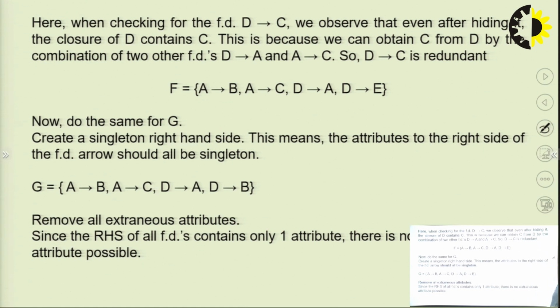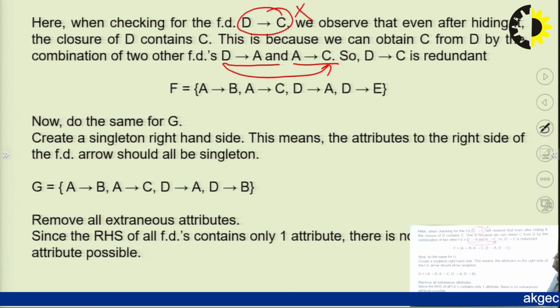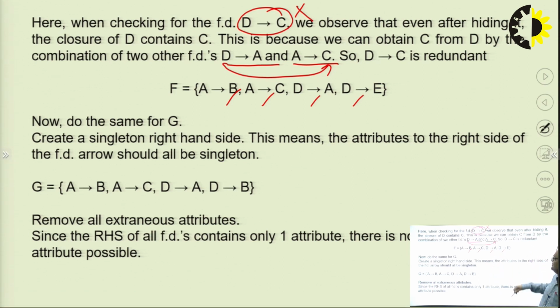So, while checking the functional dependency D to C, we observe that even after hiding it, the closure of D contains C. This is because we can obtain C from D by the combination of two functional dependencies, D to A and A to C. So we can get D to C, which is why it is redundant. Now we have A to B, A to C, D to A and D to E remaining in our set of functional dependencies.